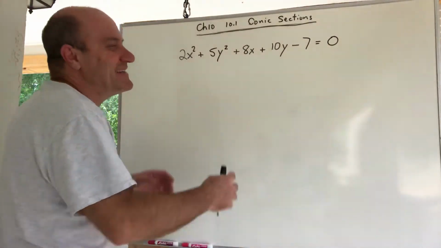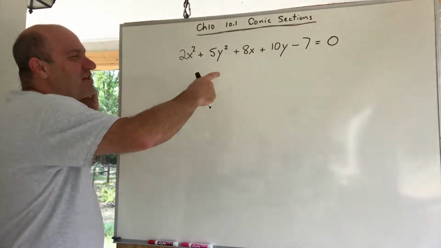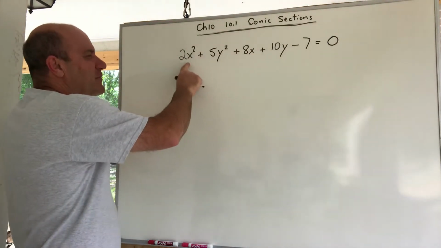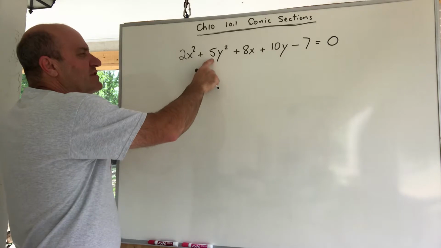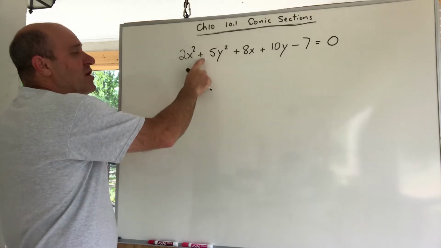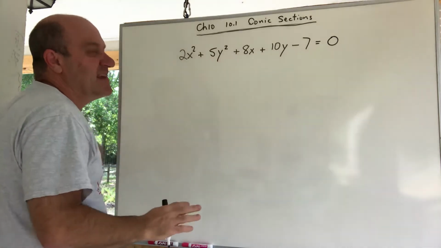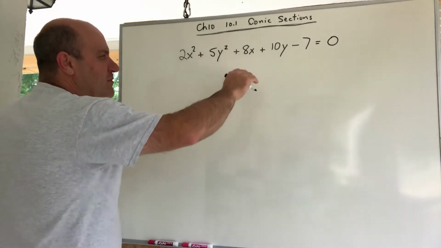Hello, let's talk about this equation here. This is another conic section. I think this is an ellipse. We've got these two coefficients, the x squared and y squared, and they're different numbers. I think this is going to be an ellipse. It will be an ellipse. Hopefully the numbers work out nice here.